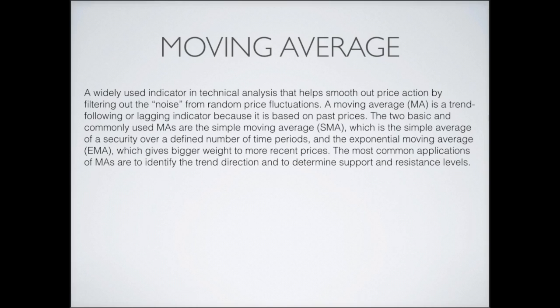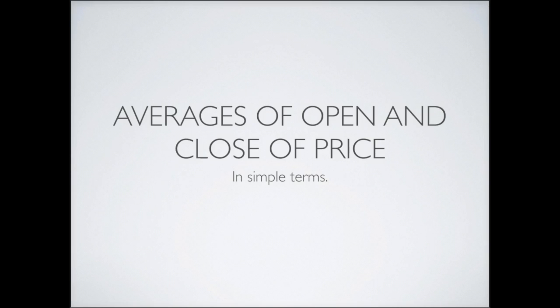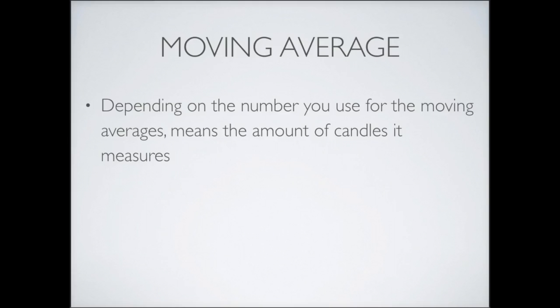It's just the average of the open and close of price. In simple terms, that's the main definition of what it is. Depending on the number you use for the moving average, that's the number of candles it will measure. It automatically measures the candles for you, when they open and when they close. It takes that average and puts it on a line for you to see on the chart. This is good because, remember, when we talk about support and resistance, history tends to repeat itself. That's why we love moving averages.